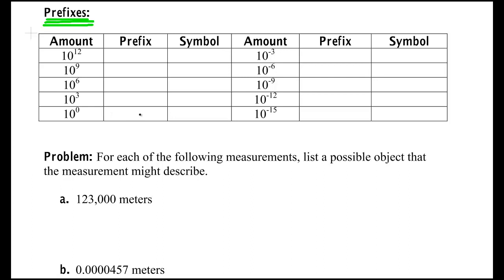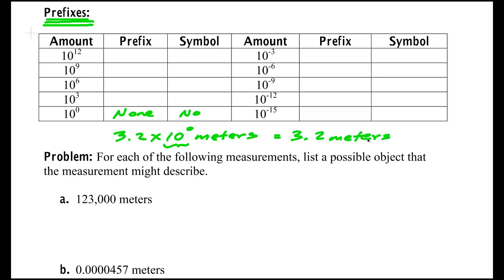So prefixes, first of all, if you have something that's 10 to the 0 in your scientific notation, there simply is no prefix, and there'll be no symbol. So for instance, if you had 3.2 times 10 to the 0 meters, this has no prefix, so it's simply written as 3.2 meters. Now you probably never do that. You just say, oh, well, that's just meters. Well, that's true. That's why it doesn't have a purpose.